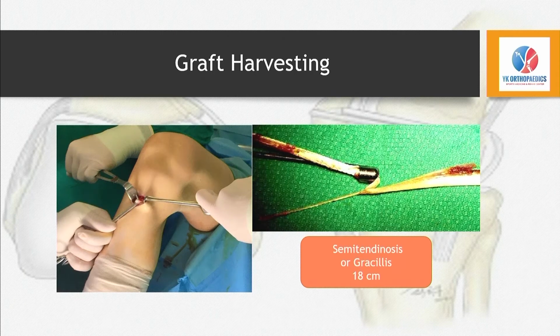Next step in the procedure is graft harvesting. I tend to do it with semitendinosus or gracilis. Sometimes I'm confused which graft I've taken. It's not always easy to know which one. But ideally, it should be gracilis because that mimics your MPFL very closely. And the ideal length you need of your graft is 180 millimeter or 18 centimeter.